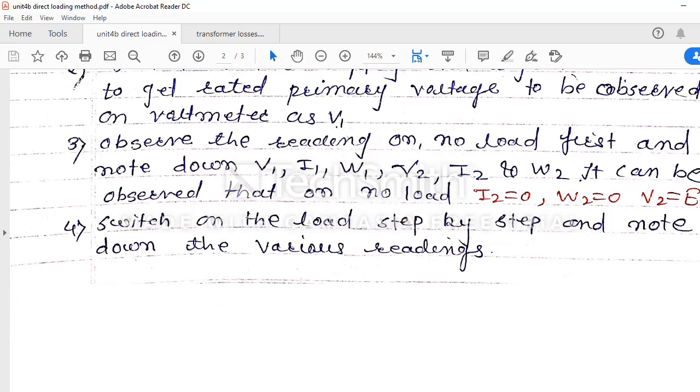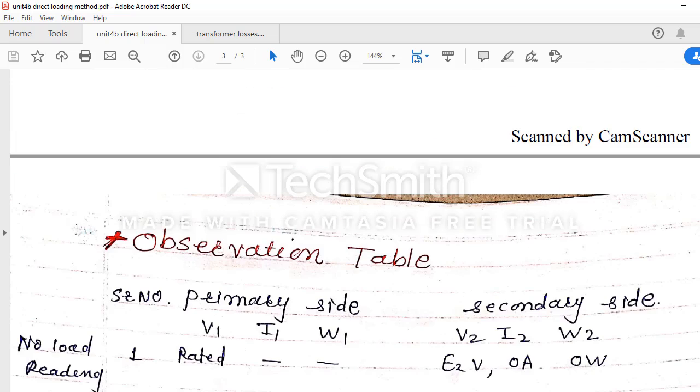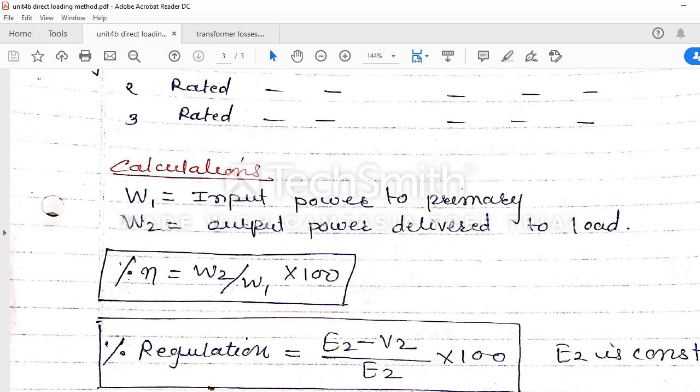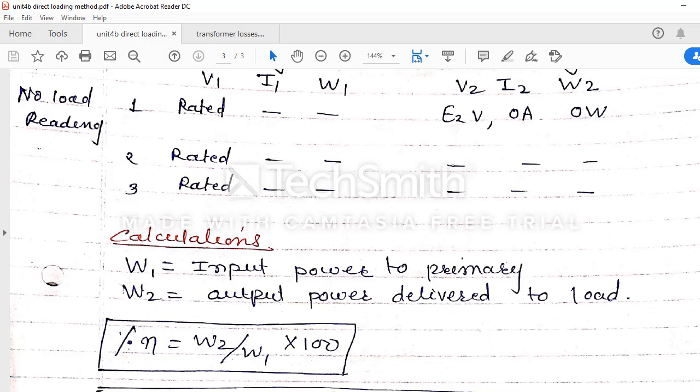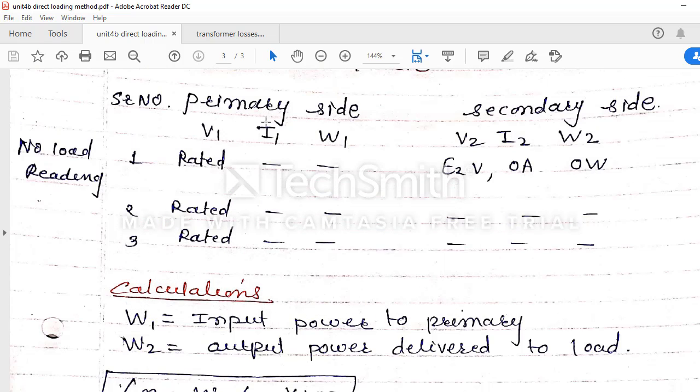Now, the observation table. So this is the observation table. Here, this one is the primary side. You have to measure V1, I1, W1. On the secondary side, again V2, I2 and W2. The first reading is on no load. So for the first reading, voltage V1 is rated, and I1, W1 will have some values. And V2 is equal to how much? V2 is equal to E2. I2 you will get as 0 ampere, and W2 is equal to 0. After switching on the load step by step, you get these values on the primary and secondary side.